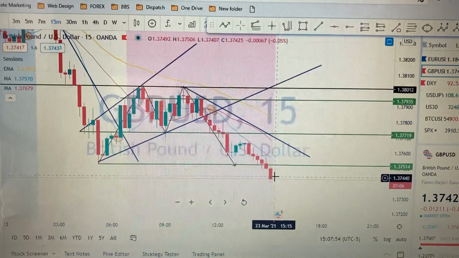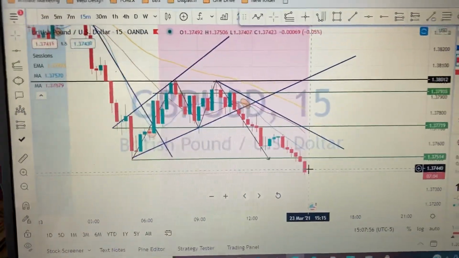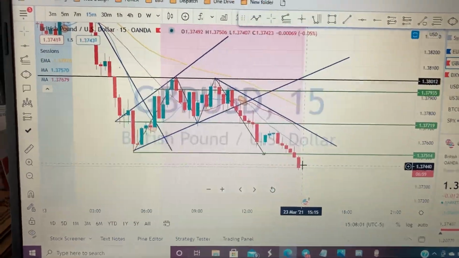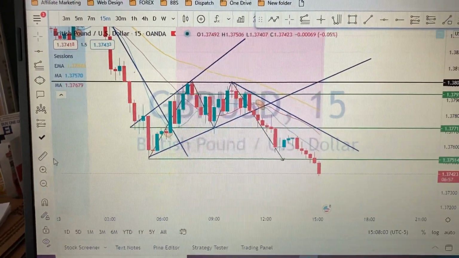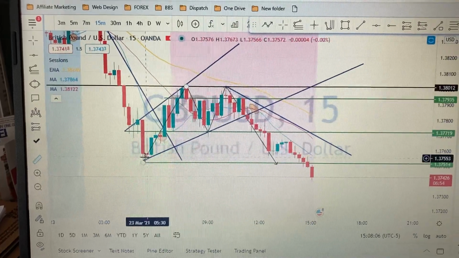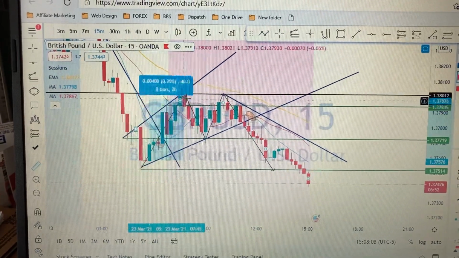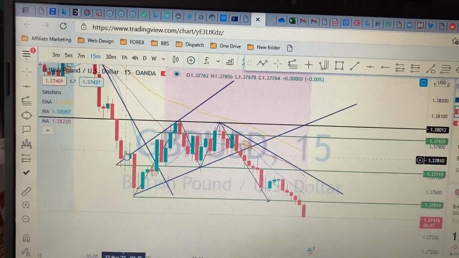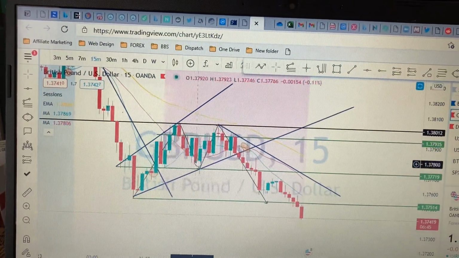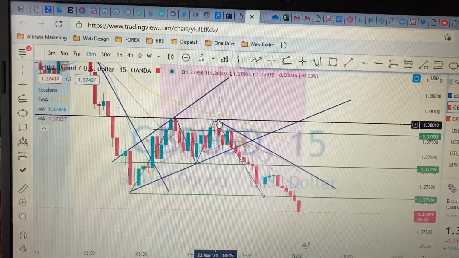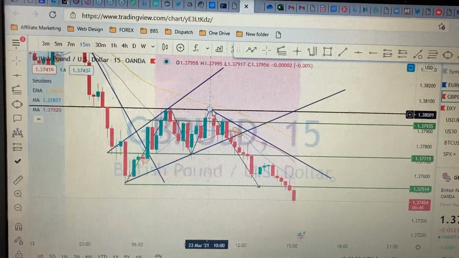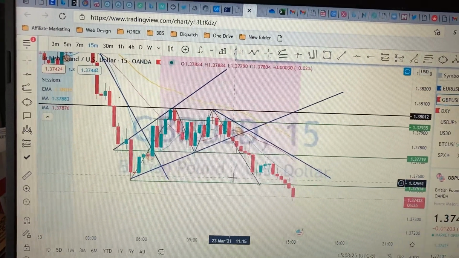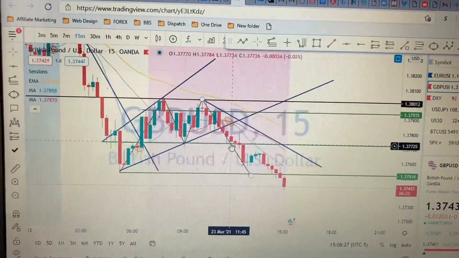So far our analysis today on the British pound US dollar has been on the money, and we have been able to generate pips along the way by going into buys on the retracements, and then as soon as we received confirmation right here at the reversal, we went right back into a sell. So we caught a lot of pips.